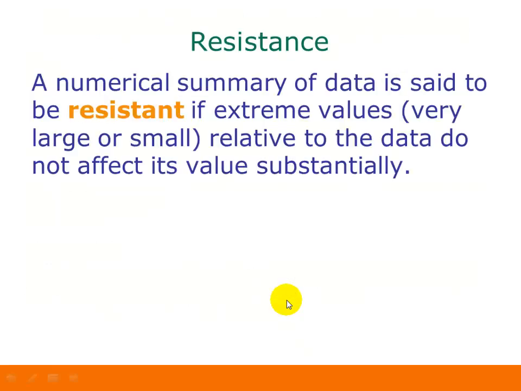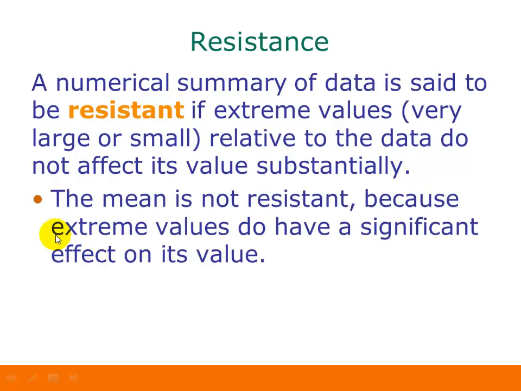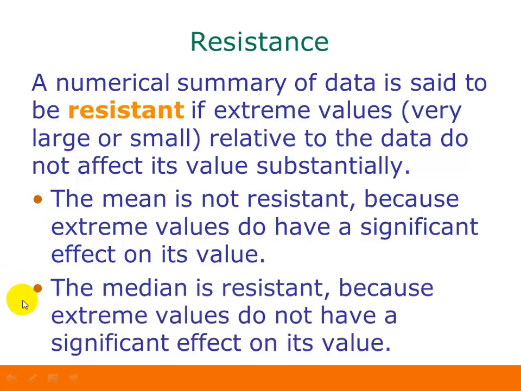When we talk about resistance, if we're looking at a numerical summary of data, it's said to be resistant if extreme values, so very large or very small values relative to the data, do not affect its value substantially. In other words, it's resistant to being affected by extreme values. Now, as we talked about before, the mean is not resistant because extreme values do have a significant effect on its value. The median is considered resistant because extreme values do not have a significant effect on its value.